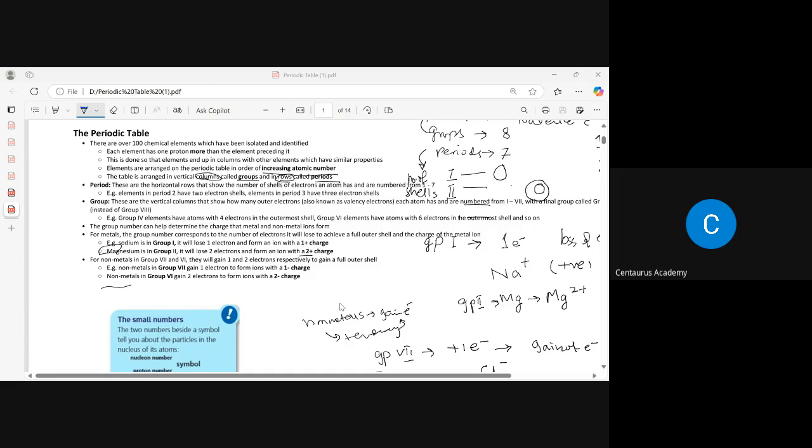Okay. So in the periodic table, you know that the modern periodic table has elements arranged in increasing atomic number, which means first you have an element with atomic number 1, and by atomic number I mean the proton number. Then you have another element with atomic number 2, and so on and so forth. So each and every element within the periodic table is arranged in increasing atomic number.